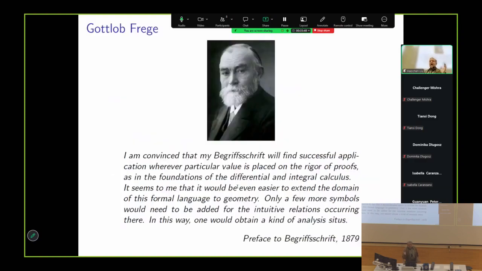And I'll give the last word to Gottlob Frege. We talked yesterday quite a bit in several of the talks about spatial reasoning and the difference between spatial and maybe algebraic reasoning, and the fact that we need a formal language to do spatial reasoning.